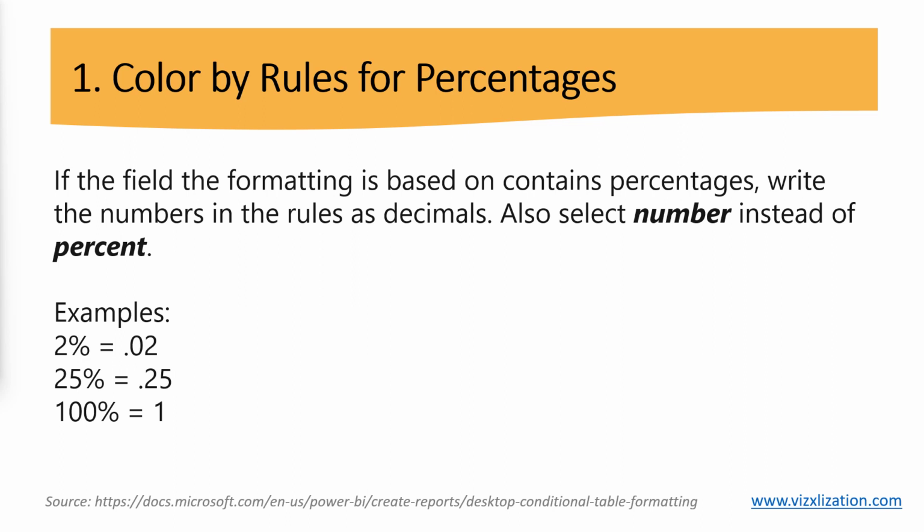So for this point, if the field the formatting is based on contains percentages, just write the numbers in the rules as decimals. Really important, guys. Also select number instead of percent. So here we have a couple of examples. You can see what's going on. If we want to represent 2%, basically we need to type 0.02, 25%, 0.25, 100%, it should be just 1. So we will see an example here, so please stay tuned.